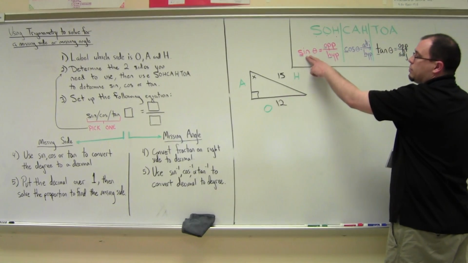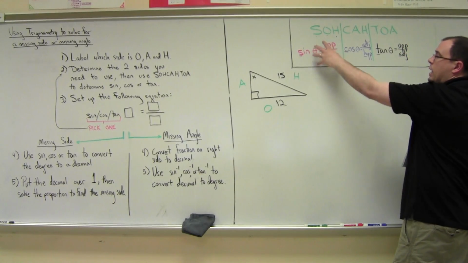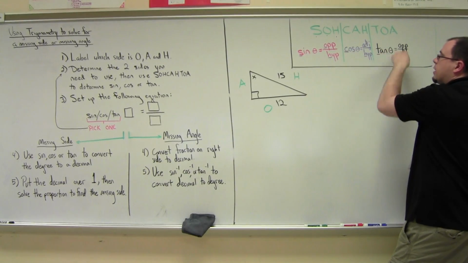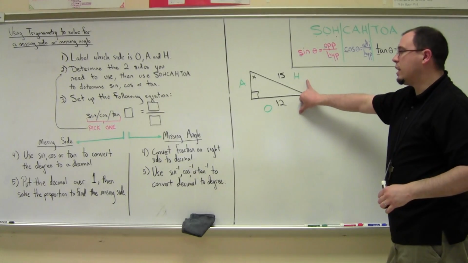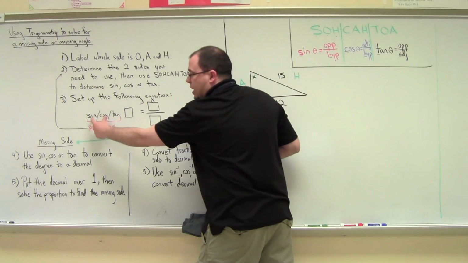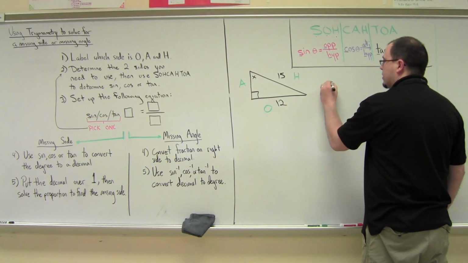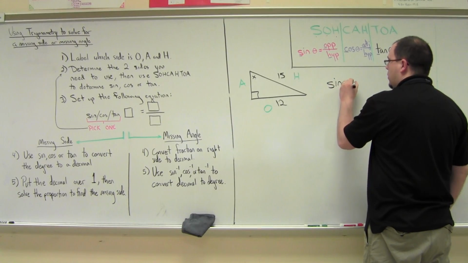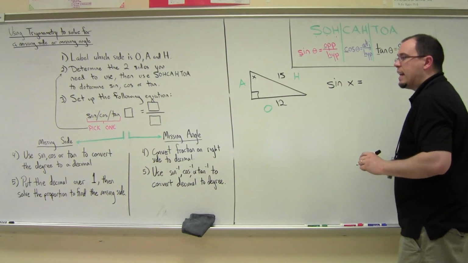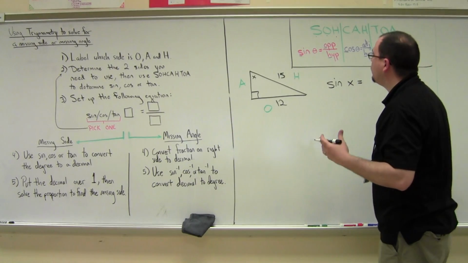So we take a look. Sine is opposite and hypotenuse, so we're going to use sine in this case. If not, we check cosine and see if it was, we check tangent and see if it was. In this case, it's going to be sine. So we're going to write sine of whatever the angle is, which in this case is x. So I'm going to write sine of x, and that's going to equal whatever the ratio was that I got before.